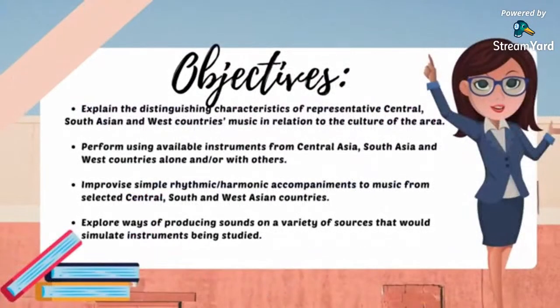Objectives. Explain the distinguishing characteristics of representative Central, South Asian and West countries' music in relation to the culture of the area. Perform using available instruments from Central Asia, South Asia, and West countries alone and/or with others. Improvise simple rhythmic/harmonic accompaniments to music from selected Central, South and West Asian countries. Explore ways of producing sounds on a variety of sources that would simulate instruments being studied.